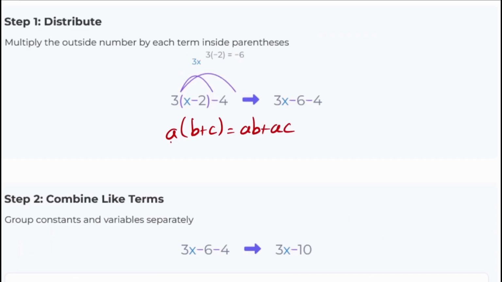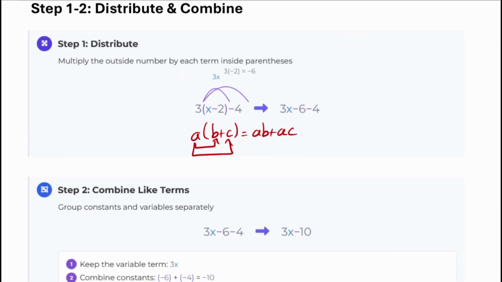Whatever number you have beside the parentheses should be multiplied by whatever you have inside the parentheses. So at this point, I have 3 times x minus 2, now subtracted by 4, and the question asks how I can simplify it. The very first way is to distribute, right? So I have to follow this. At the end, I have 3x minus 6 subtracted by 4.